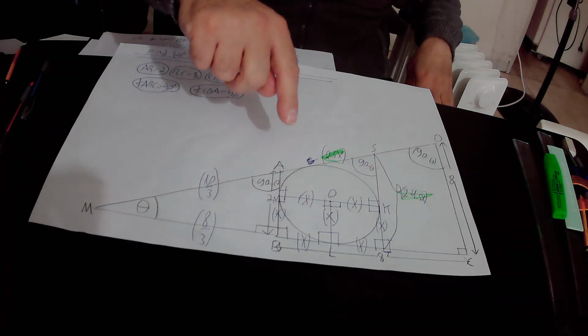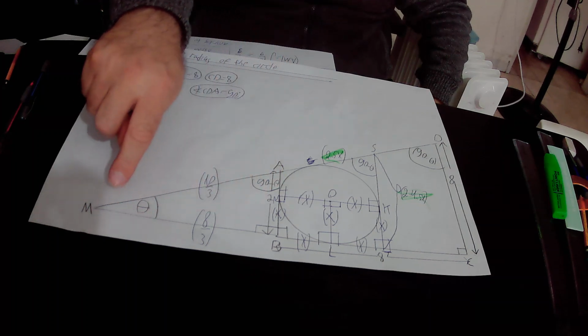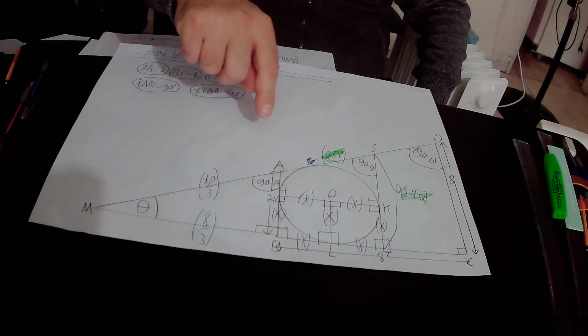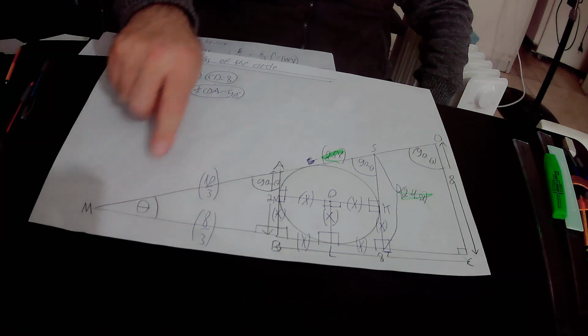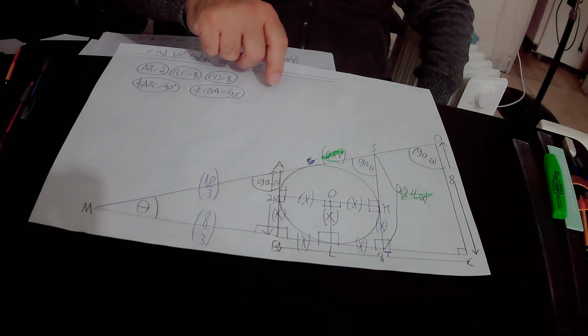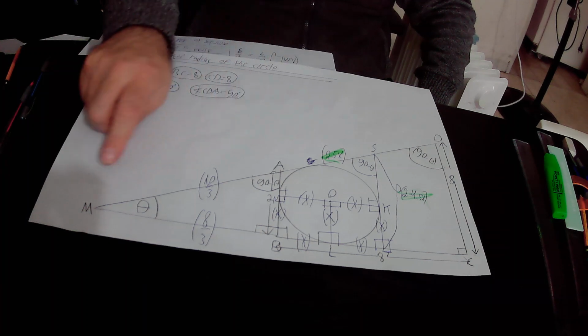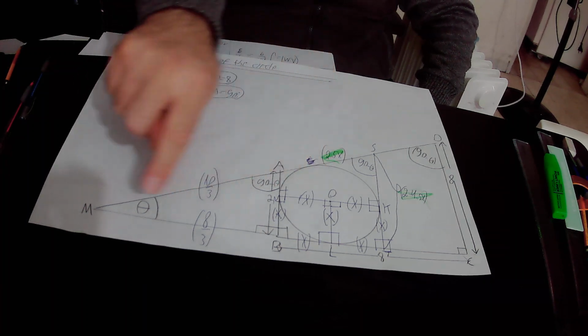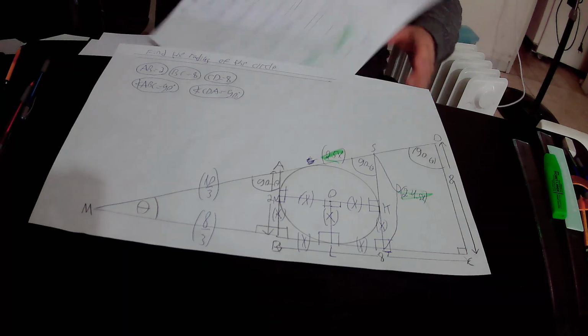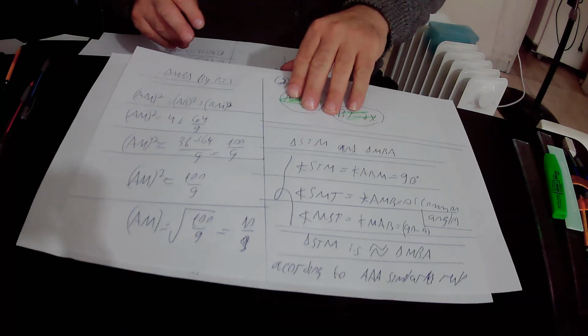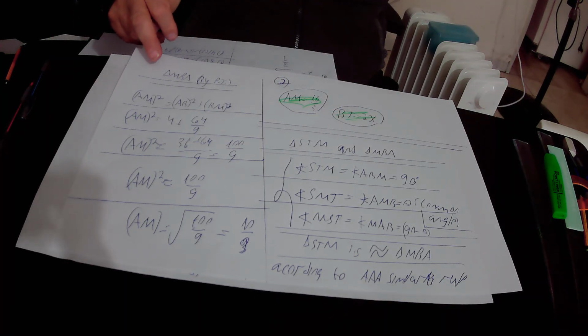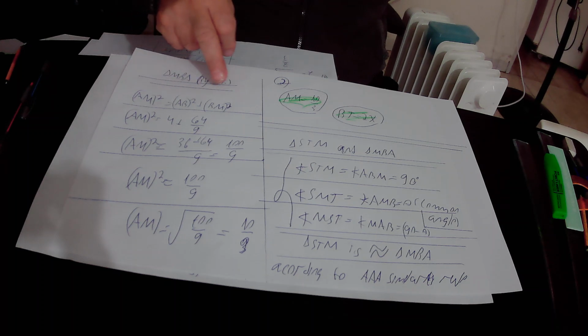Then we focus on this right small triangle ABM, and we implemented the Pythagoras theorem on the right small triangle ABM. According to the Pythagoras theorem, in this small right triangle ABM, AM square equals AB square plus BM square. Repeat again. In the right small triangle ABM, AM square equals AB square plus BM square.